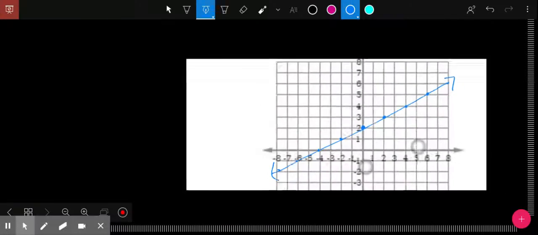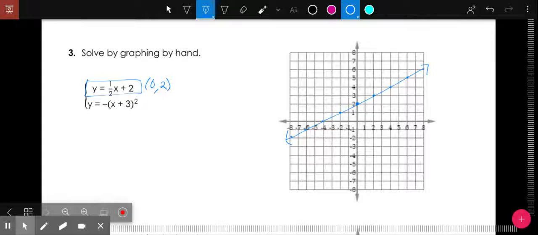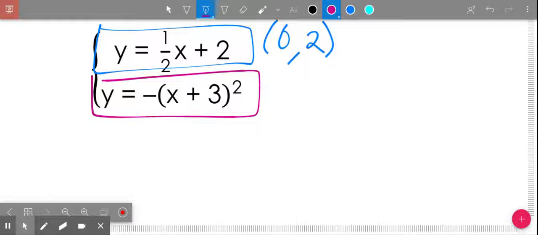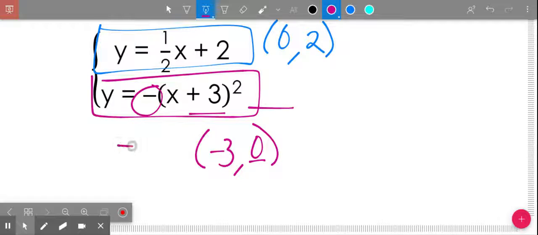All right, pretty good line right there. Our next one is y equals negative (x plus 3) squared. That's our quadratic. Our vertex here, remember, h lies and k tells the truth, so that's going to be (-3, 0). Remember, we use the 0 when it doesn't look like there's a k value.